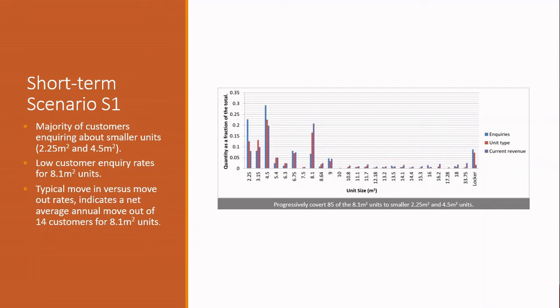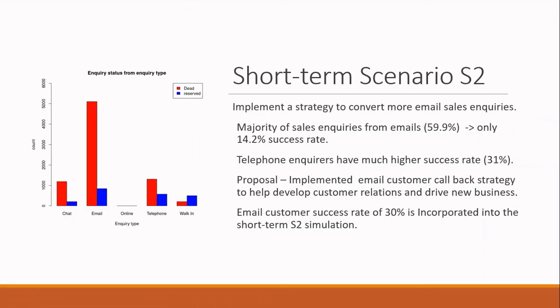Short-term scenario 1 consisted of converting 85 of the 8.1 meter units into smaller units. The rationale for this is that the majority of customers are inquiring about smaller units. Also, customer inquiries for 8.1 meter units is relatively small. Further, typical move-in versus move-out rates indicate a net average annual move-out of 14 customers for 8.1 meter units.